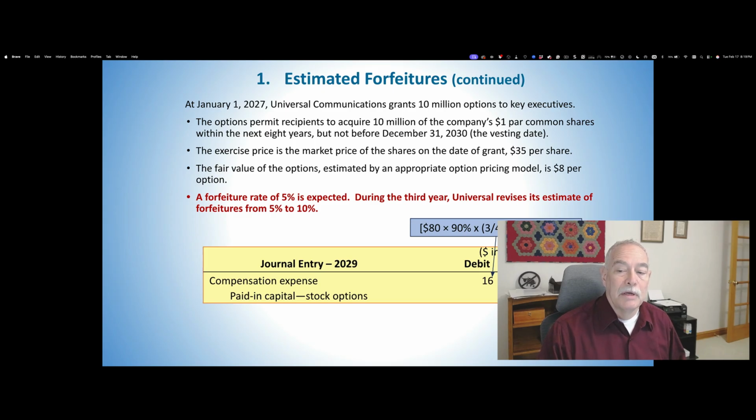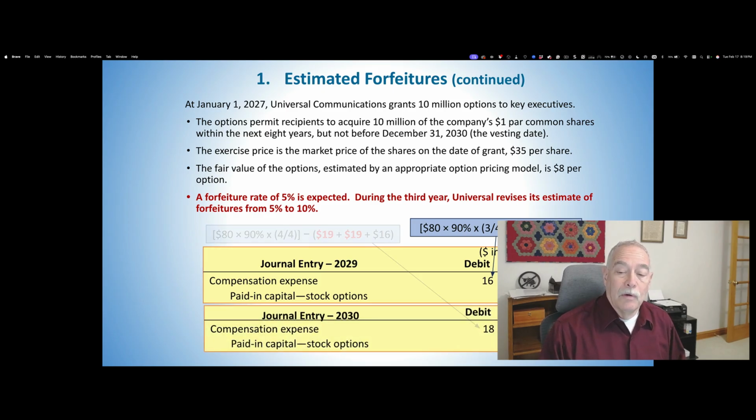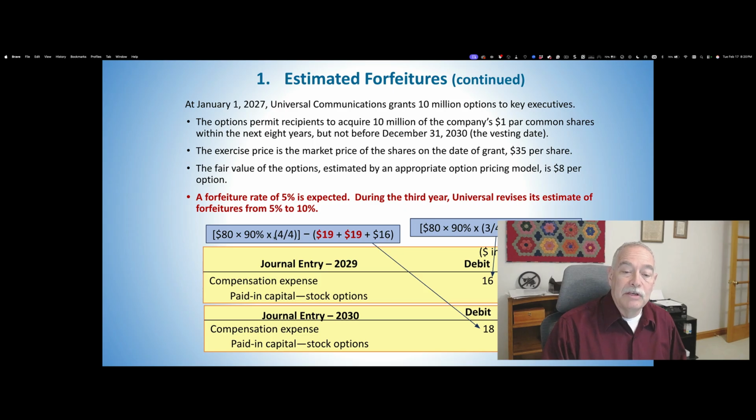Then in the last year, we just take the remainder, which is all of this, and that's 72 million, the total, minus what we've taken so far, 38 plus 16 is 54. 72 minus 54 is 18 million. And that's the expense in the last year. I will note that this approach is different from what we're going to deal with later when we talk about most accounting changes. This is just for estimated forfeitures of stock options.